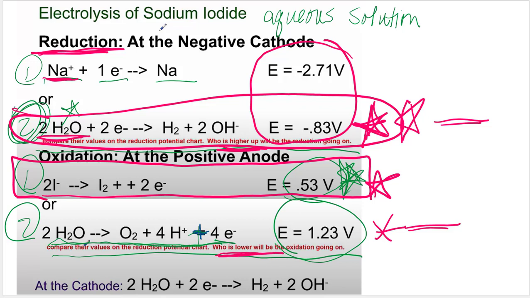And we want, for the reduction value, who is higher up? That's where the reduction is going to be going on. Let's see who is higher up. And for the oxidation, who is lower?